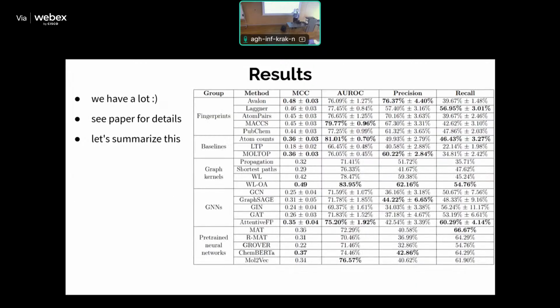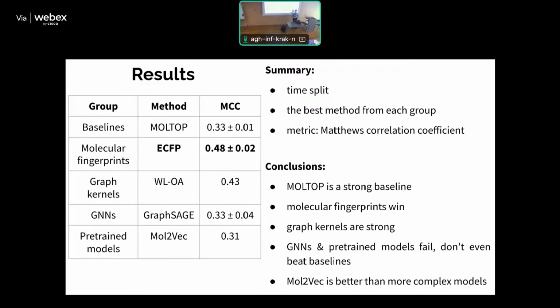And we have a lot of results. Of course, we have those huge tables that I won't be going over because we have a lot of results. The paper is like 30 pages. But summarizing this, also because we don't have that much time: surprisingly, despite what we expected, in terms of MCC metric, molecular fingerprints turned out to give the best results, not neural networks. I think this is very relevant for all life sciences.